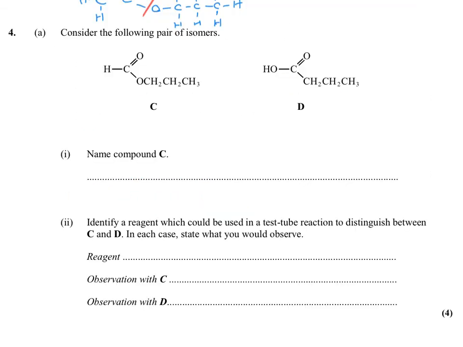Name compound C. We've got an ester. This bit's going to give you the first bit of the name. So the first bit of the name is going to be propyl. The second bit of the name is going to depend on the length of this carbon chain, which is only 1 carbon chain long. So it's going to be methanoate. So propyl methanoate.